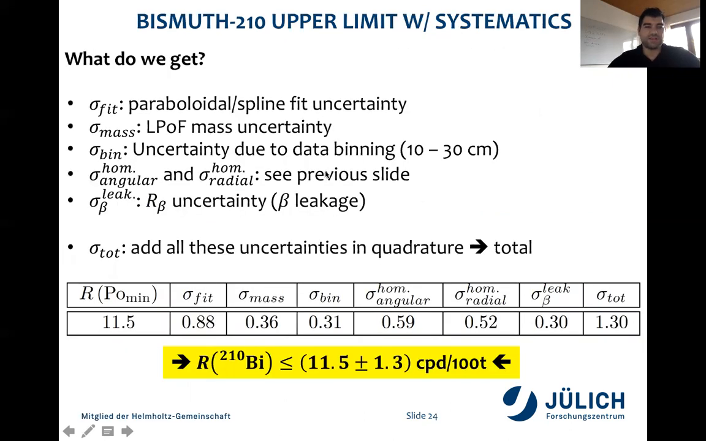So basically, combining all the uncertainties we have, so we have the uncertainty from the fit, the uncertainty due to the mass, due to binning, the angular and radial distribution, which I showed on the previous slide, and also the beta leakage, so the beta rate after alpha selection. If you combine all of these uncertainties, we get a bismuth rate, this is the mean value, of 11.5 plus minus 1.3 CPD per 100 tons.